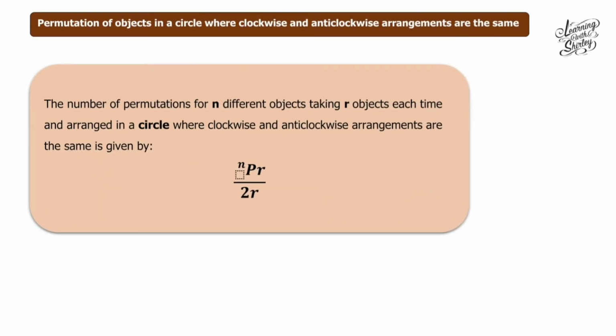What formula should we use if it involves permutation of objects in a circle where clockwise and anticlockwise arrangements are the same? Let's look at this formula. The number of permutations for n different objects, taking r objects each time and arranged in a circle where clockwise and anticlockwise arrangements are the same, we use this formula nPr over 2r. For example, like beads, bracelet, or chain. So these are the keywords that we have to look for in the question. If it involves these words, then we use this formula nPr over 2r.